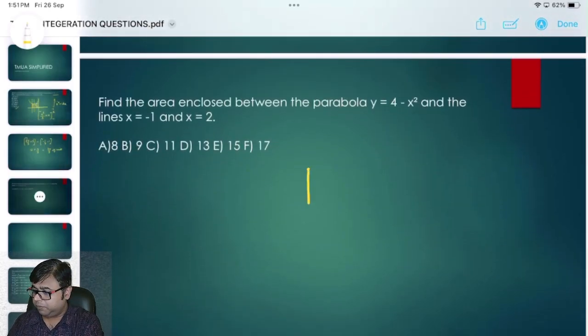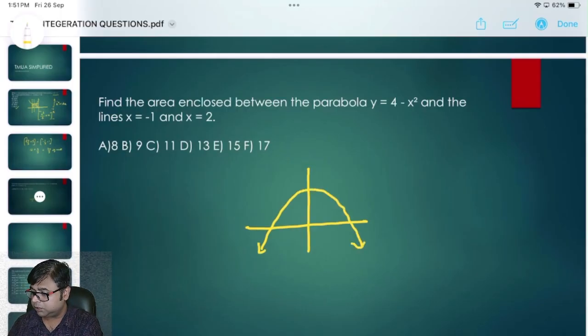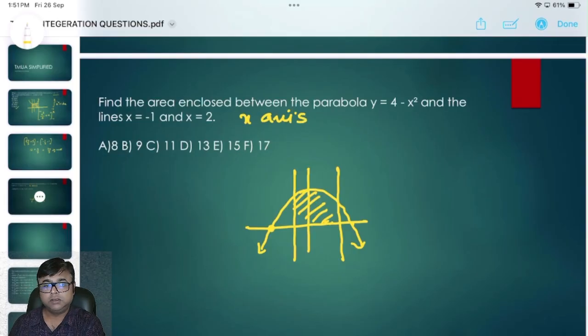Now here also it's a parabola, and the roots of these are 2 and minus 2, but it will be a downward parabola. So it will be like this. So this is minus 2, this is 2, and x equal to minus 1 is this, x equal to 2 will be somewhere here, and the x-axis. Right, so find the area enclosed between the parabola and the lines and also the x-axis. So it has to be the x-axis also. So this is the area bounded.